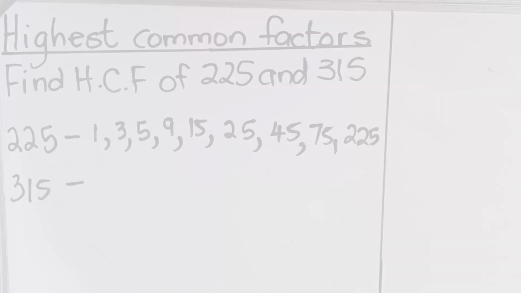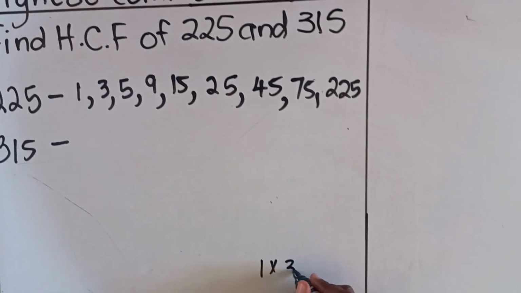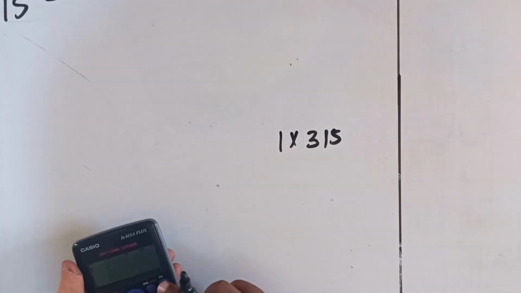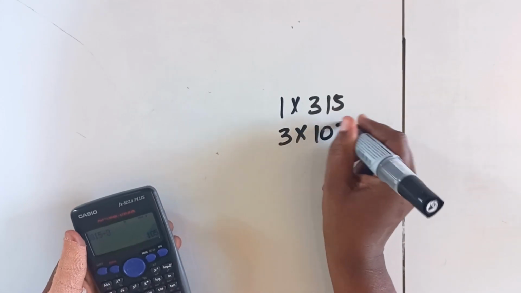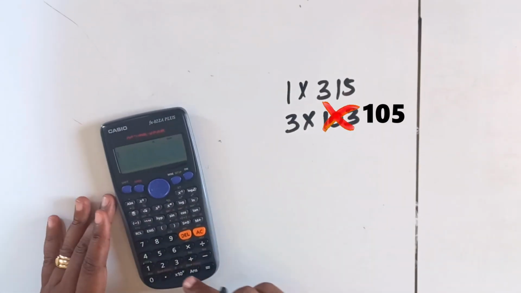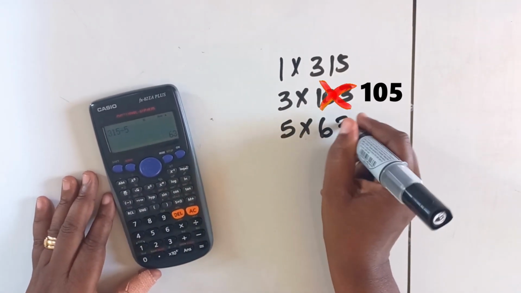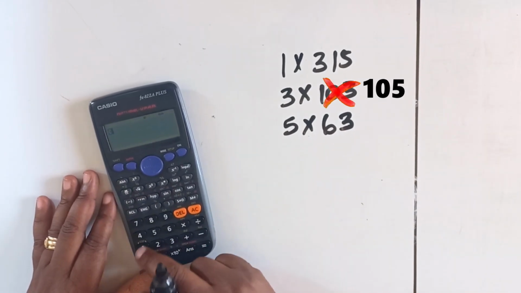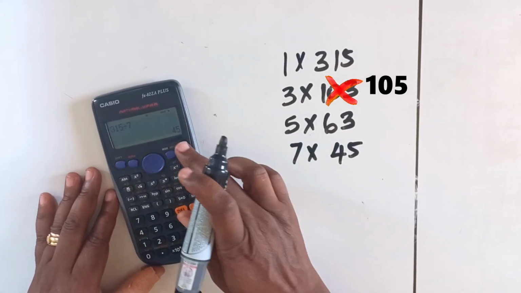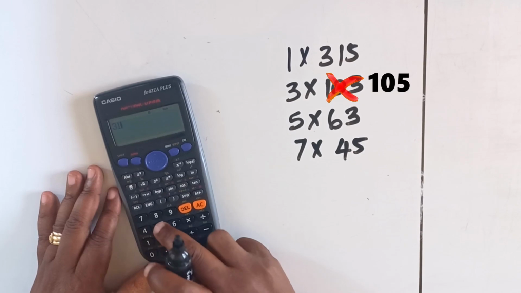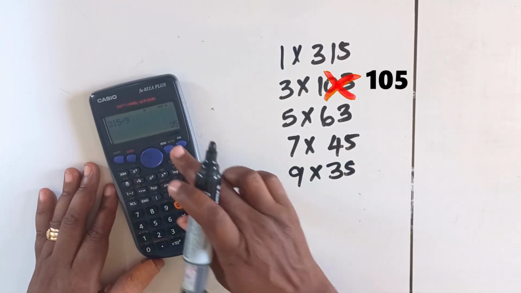Let's write them out. Right now, we're going to do the factors of 315. The first one is 1 times 315. 2 won't be a factor. Let's try 3. 315 divided by 3. Yes, it's a factor. 3 times 105. 4 won't be a factor. Let's try 5. 315 divided by 5. It's a factor. It's 5 times 63. And then 6 won't be a factor. Let's try 7. 315 divided by 7 is 7 times 45. 8 won't be a factor. Let's try 9. 315 divided by 9 is 9 times 35. 10 won't be a factor.